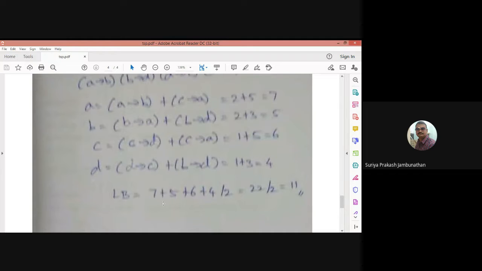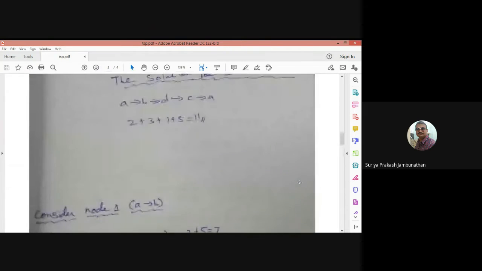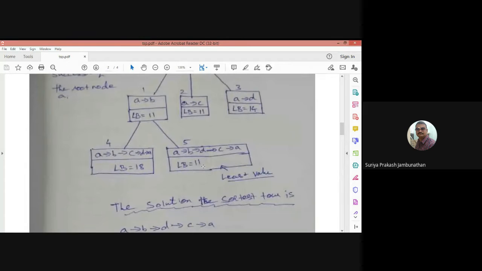Okay. So 7 plus 5 plus 6 plus 4, what are we getting? 22. 22 divided by 2, we are getting 11. So the answer for this particular node 5 is 11.